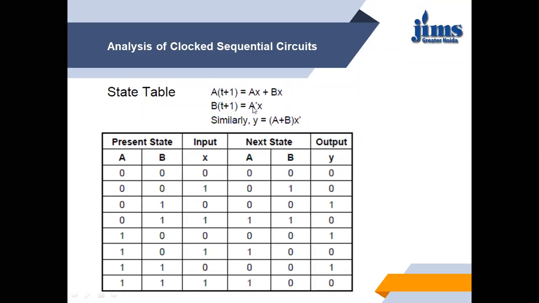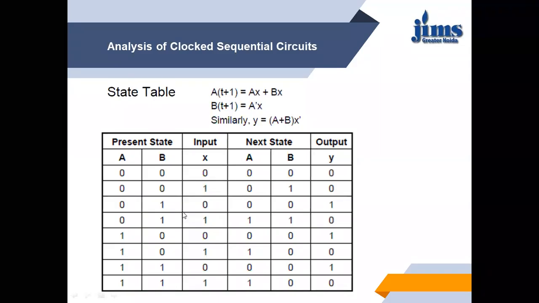Similarly, B is equal to 0 bar, which is 1, and 0 is 0. So B is 0. Y is 0 or 0 is 0 and 1. So 0 and 1 is 0. So similarly, we can find out the different values of the next state and the output.